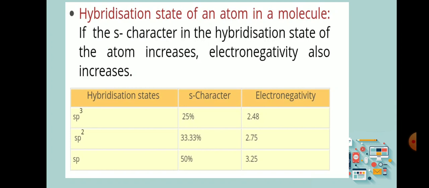In the hybridization state called sp3, S character is 25% and electronegativity is 2.48. In the sp2 hybridized state, S character is 33.33% and electronegativity is 2.75. In sp hybridization state, S character is 50% and electronegativity is 3.25.